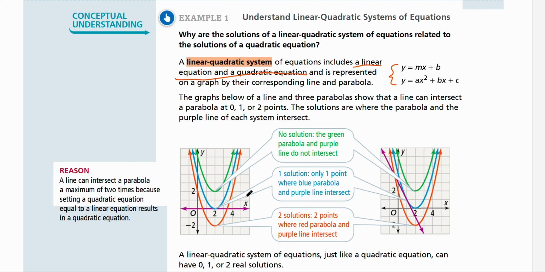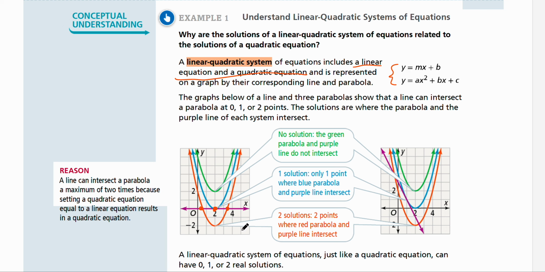The graphs below, of a line and three parabolas, show that a line can intersect a parabola at 0, 1, or 2 points. So here, the line intersects this blue parabola at exactly 1 point, this orange parabola at exactly 2 points, and the green parabola at no points, right?